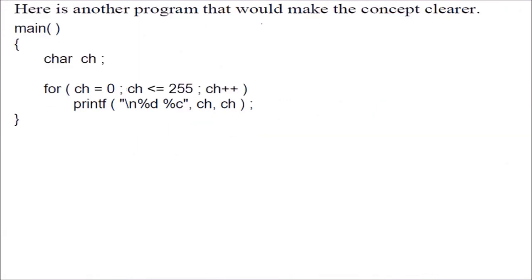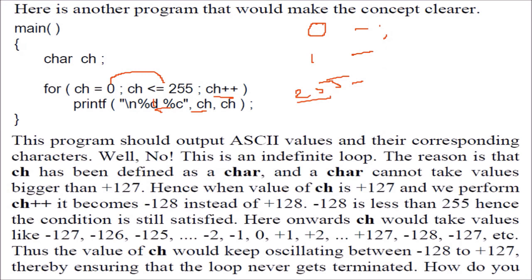We have another program that will make the concept clear. You start with 0, you go up to 255, and you are incrementing the character with ch++. This shows that from 0, it will first show the number, 0, with its corresponding character, then 1 with its corresponding character, till 255. This is obvious from this program. All the characters will be shown. But again, this program will not show this as expected. In fact, this is an indefinite loop.